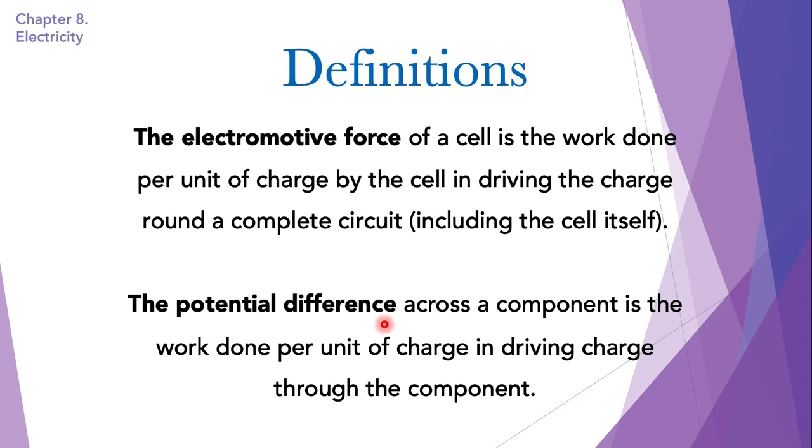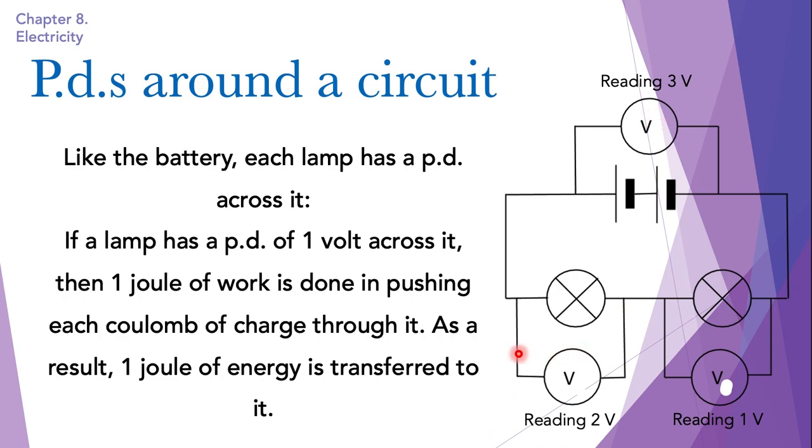potential difference. The electromotive force of a cell is the work done per unit of charge by the cell in driving the charge around a complete circuit, including the cell itself. The potential difference across a component is the work done per unit of charge in driving charge through the component. So here we saw that the potential difference of this lamp is 2 volts and this lamp is 1 volt. So the potential difference across the battery is 3 volts, which is equal to the sum of these two voltages.